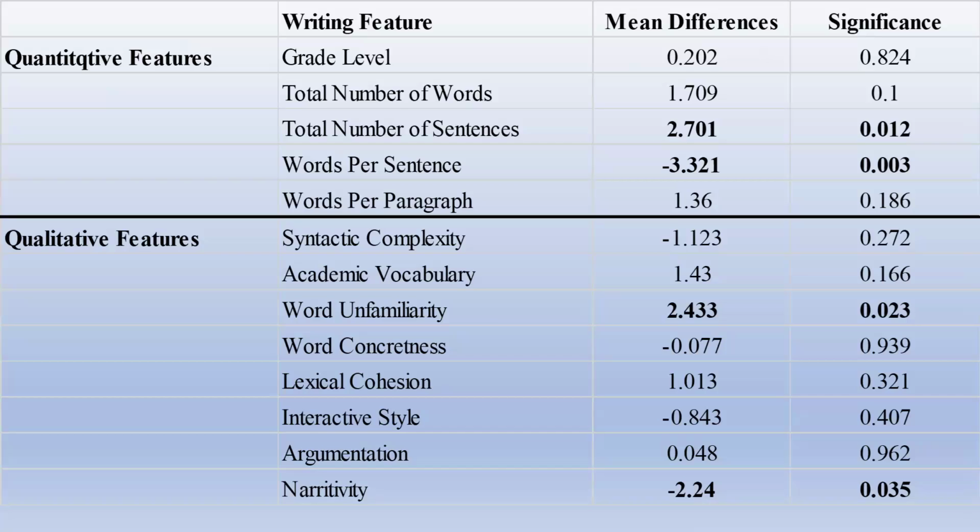So now our findings showed that at the quantitative level, there were no significant differences between the grade level or the total number of words that were produced by either of the two groups. And what's great about that is it shows us that these two groups are pretty comparable when it comes to English language proficiency. They're still both being written at a similar grade level, and they're also producing essays of similar length. Where they differ, though, in their quantitative features is the total number of sentences produced and the number of words per sentence.